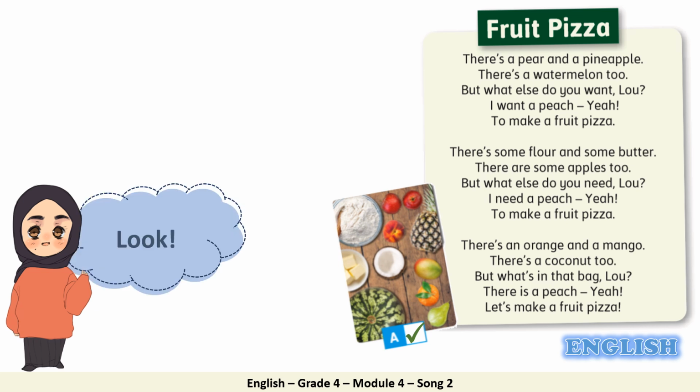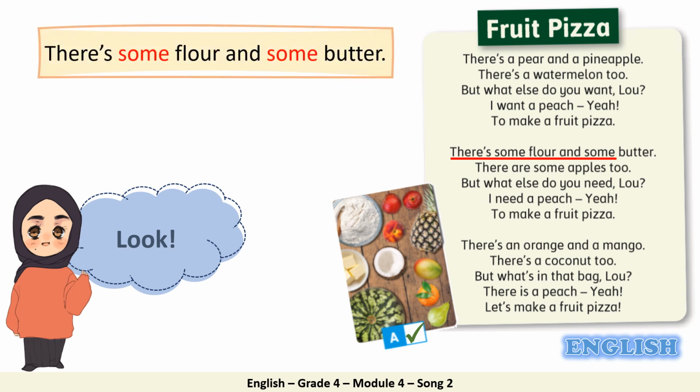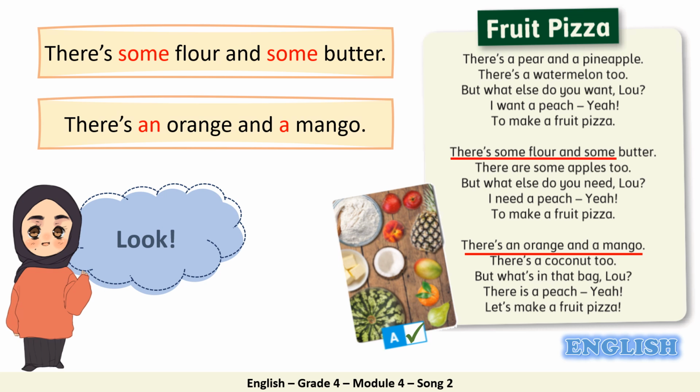Let's take another look at the song. Look at this sentence and read it with me. There is some flour and some butter. Look at the other sentence and read along. There's an orange and a mango. Look at the words in red: some, an, a. Let's move on to know how to use them and when to use them in sentences.